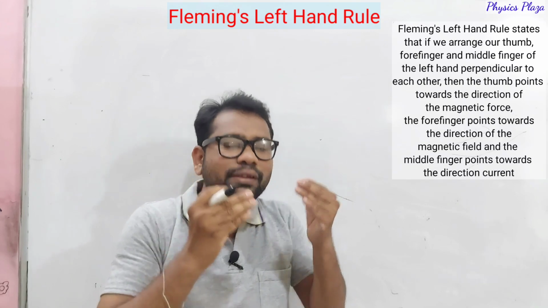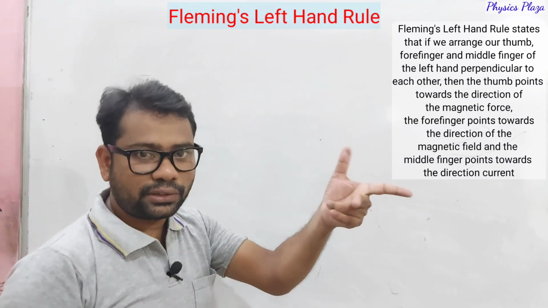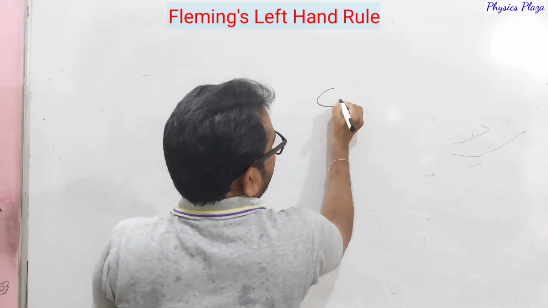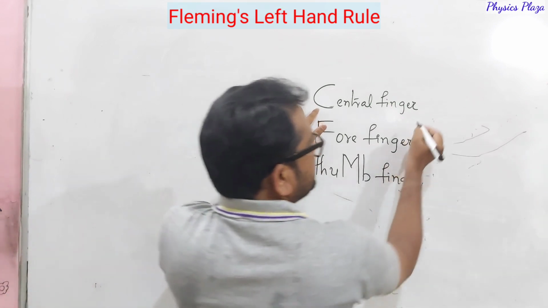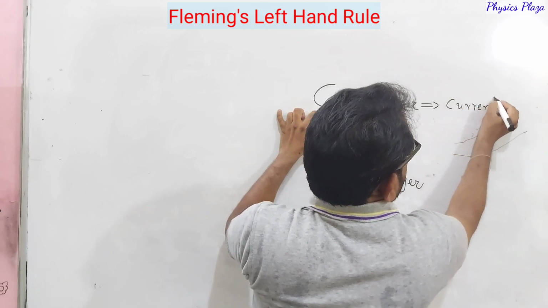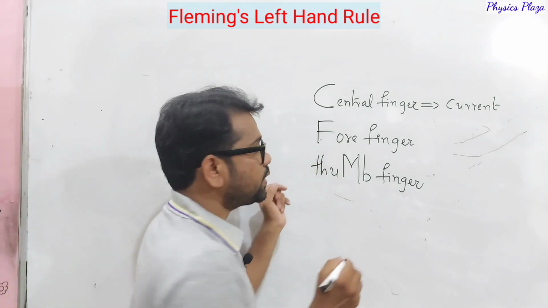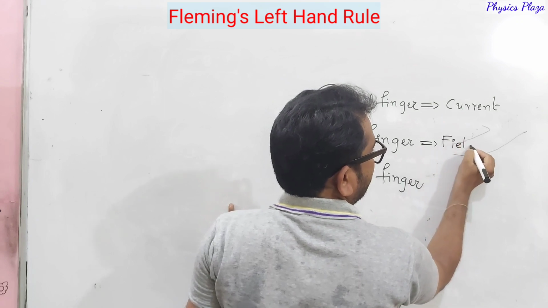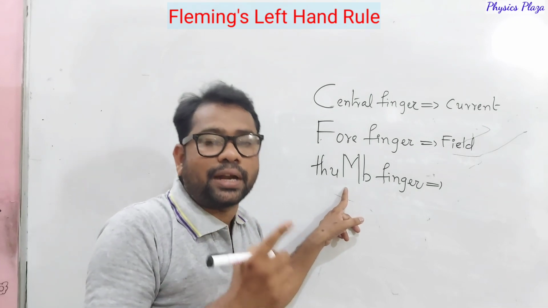Then children, how to remember this actually? For this we have a simple trick. Look here, try to understand these three fingers. First one is the central finger, so the letter M is highlighted. Children, C represents current. Forefinger, F represents field, that is magnetic field. Then M represents motion of the conductor.